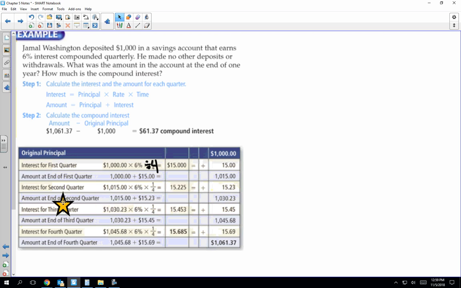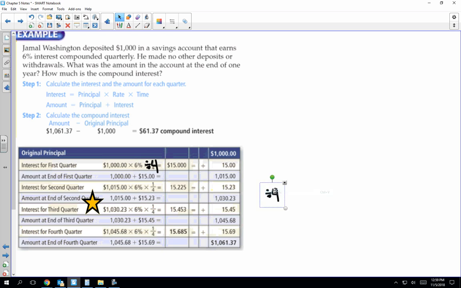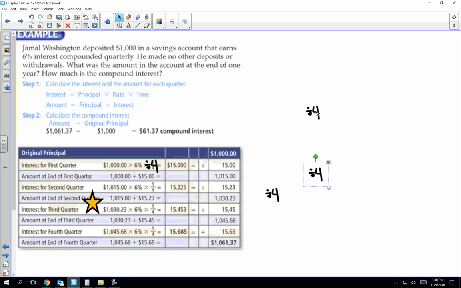So at the end of the second quarter, we take that $1,015, we multiply it by 6%, and then divide it by 4 because we're talking about quarters. If you look, this 6% is the yearly interest, but because we're compounding it quarterly, we take 1/4 of that, or we divide by 4. And if you can't remember that, it is 4 quarters in a year. So we definitely want to change these to divided by 4s.